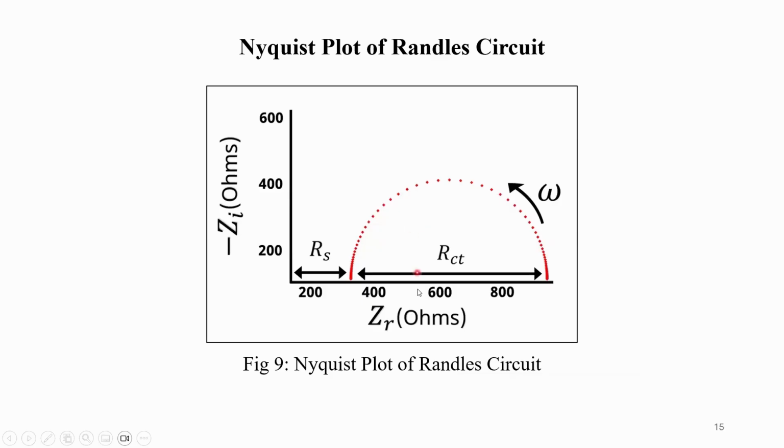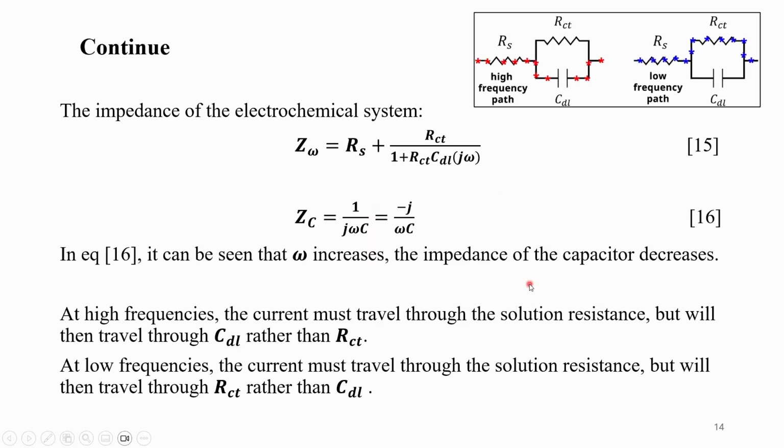frequency value, we just show the impedance of real components and the imaginary components. In the figure, the omega increases from right to left. It means that in this area is the highest frequency, and in this area is the lowest frequency. So for equation 15, at first we need to increase the omega value.